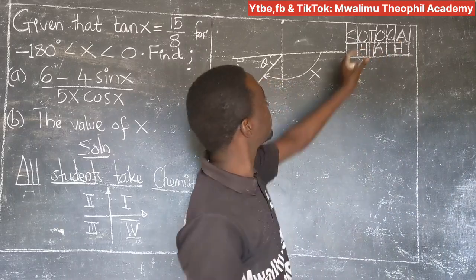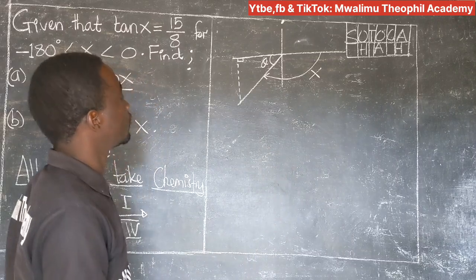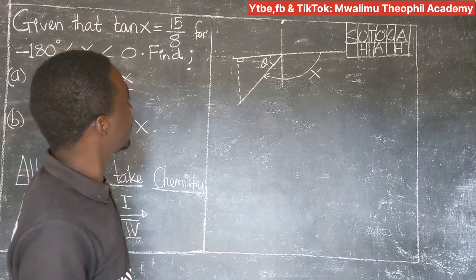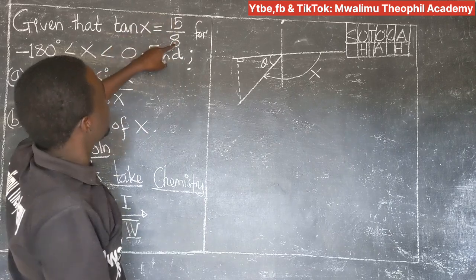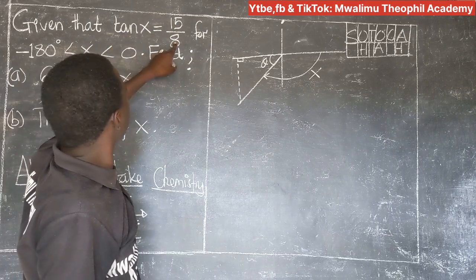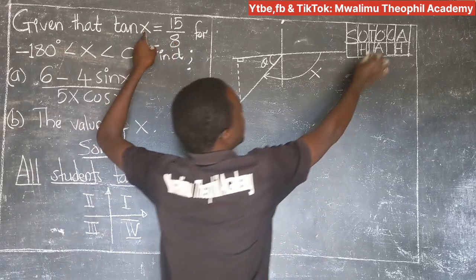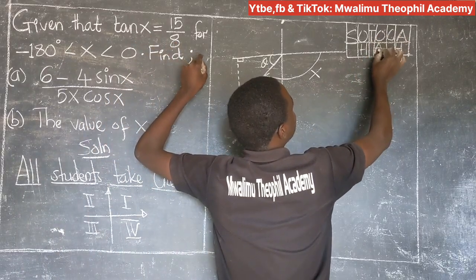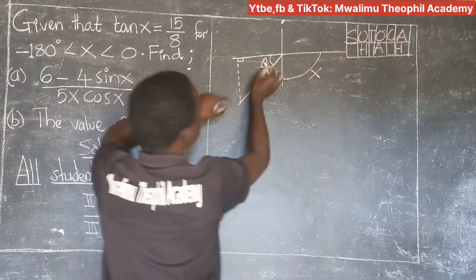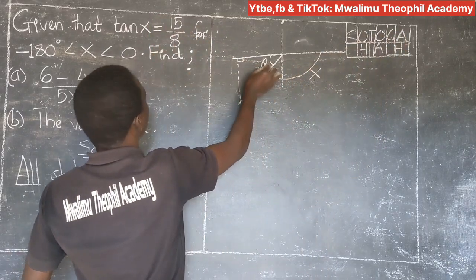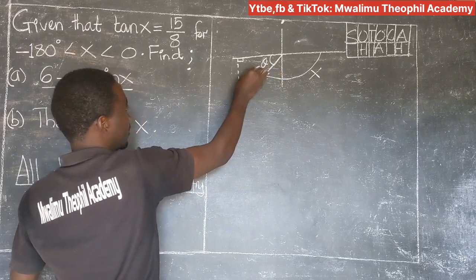It is a simple way to know the formula used to calculate each of the trigonometric ratios. Now, here we are given tan x is equal to 15 divided by 8. Tan x being equal to 15 divided by 8 means tangent is opposite over adjacent. It means that the numerator is opposite. So the opposite to this angle theta will be this side, this one.